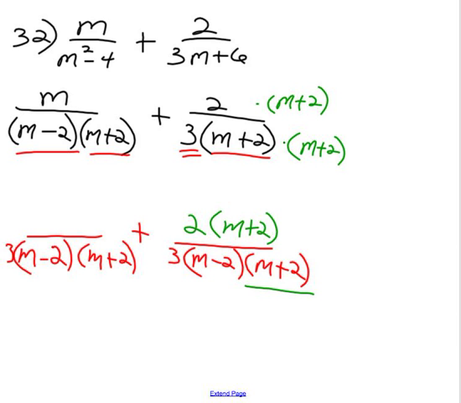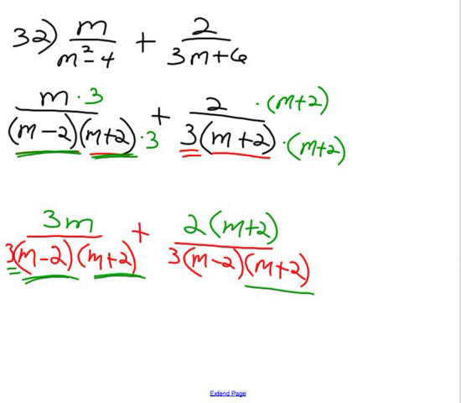If I look at the first denominator, I have m minus 2, m plus 2. So the only thing that's missing in my first denominator, the one on the left, is this 3. So I must multiply this denominator by 3, which means I multiply this numerator by 3. So my numerator in the fractions that I can actually combine and add will be 3m.